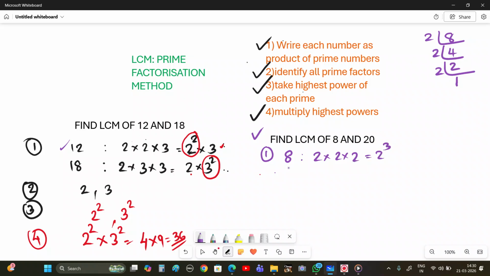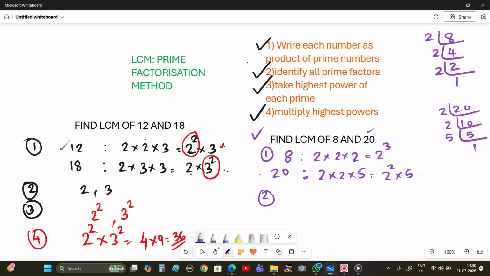Second number is which one? In our question, 20, right? So for 20, we have to write the factors of 20. Write 20 and factorize it. Divided by 2 will give 10. Again by 2, that will give you 5. Again by 5 only, that will give you 1. So you can write it as 2 times 2 times 5, or you can write it as what? 2 square times 5. So we finished the first step.